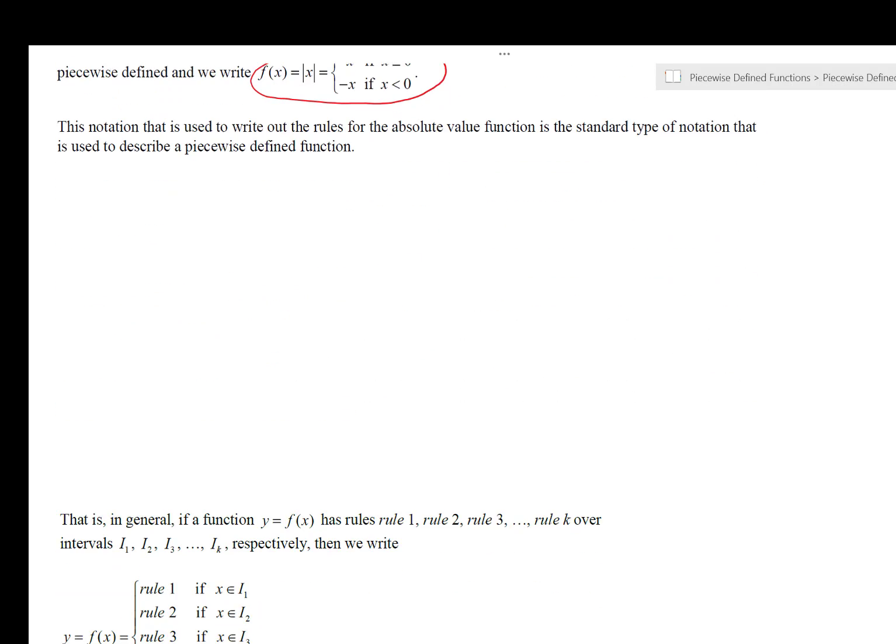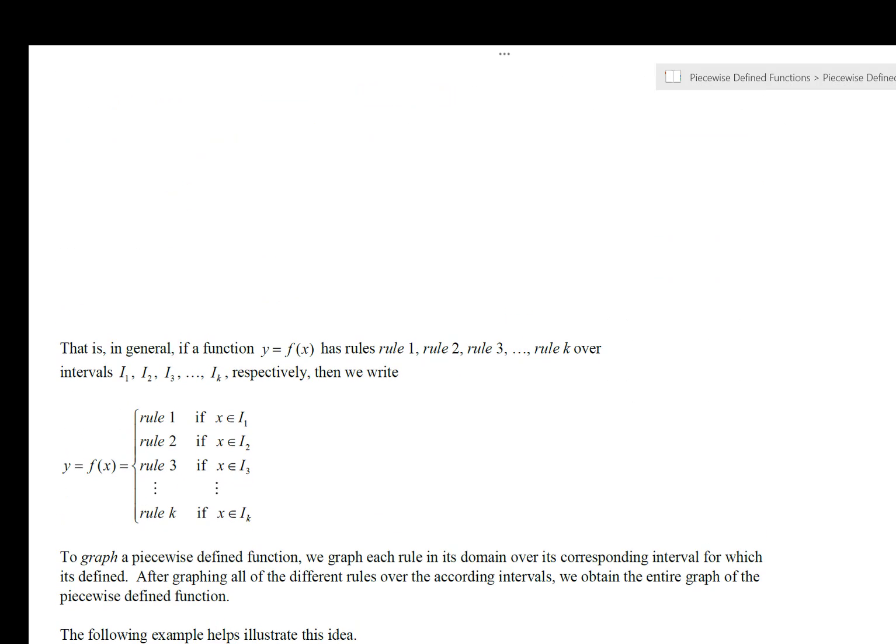So furthermore, here's the generality. Let's suppose we have a function, call it f of x, and it has k different rules: rule 1, rule 2, rule 3, and so on, and eventually rule k. And those are defined on different values of x, different intervals, which we're going to correspondingly call I1, I2, I3, and so on all the way to Ik, such that the first interval I1 corresponds to the first rule, rule 1, the second interval I2 corresponds to the second rule, and all the way down to rule k corresponds to some interval of x's, I sub k.